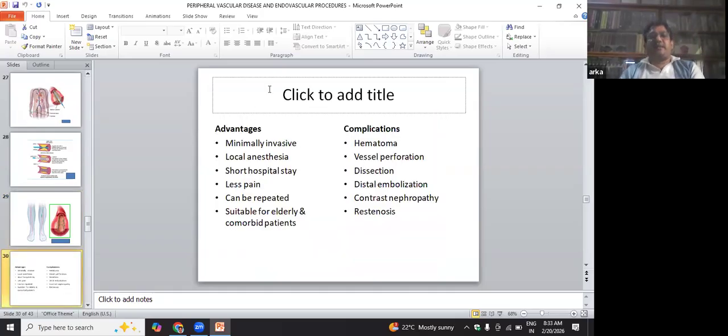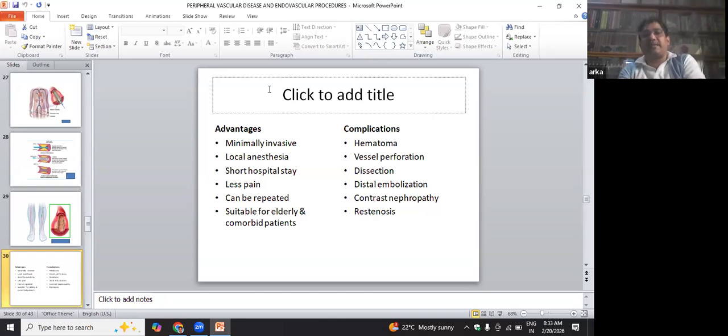So what are the advantages? As you know, it is minimally invasive, and usually done with local anesthesia. Hospital stay is less. Pain after the procedure is less. It can be repeated. If the stent is blocked, it can be taken out and even replaced. Suitable for elderly and comorbid patients.